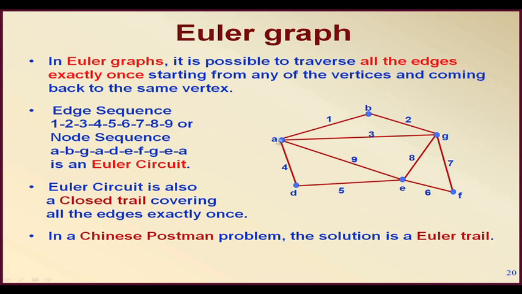So, if an Euler trail is available, then the Chinese postman would be able to really deliver all his or her letters to all the houses by covering the minimum distance. So, there must be a lot of equivalent problems which are akin to this problem. In all these problems, the essential idea is, can we find an Euler trail?